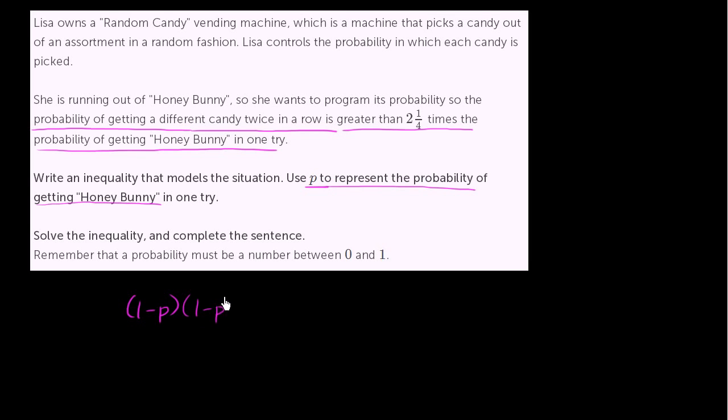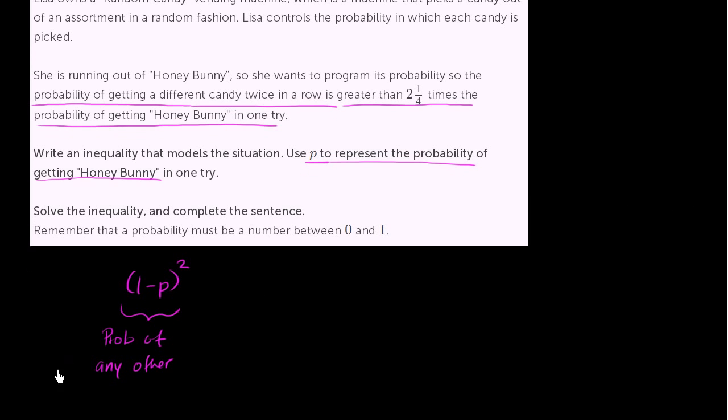It's going to be 1 minus P times 1 minus P, or we could just write that as (1 minus P) squared. So this right over here is the probability of getting a different candy, any other non-Honey Bunny candy, twice in a row. Now they tell us that this probability needs to be greater than 2 1/4 times the probability of getting Honey Bunny in one try. Well, that is 2 1/4 times P. So we have just set up the first part. We have written an inequality that models the situation.